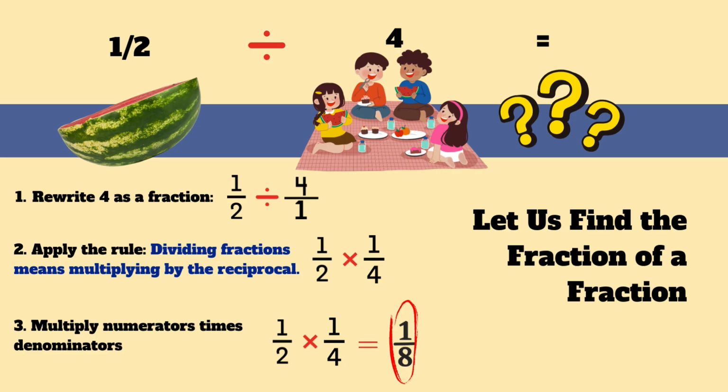And third, we simply multiply straight across. The numerator, 1 times 1, gives us 1. The denominator, 2 times 4, gives us 8. So 1/2 times 1/4 equals 1/8. And so the answer is 1/8.